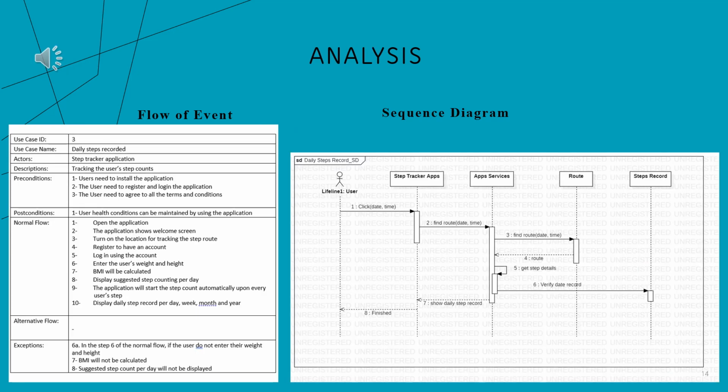In this slide, there is the flow of events and the sequence diagram for use case ID3, which is daily step recorded in the step tracker application. The user needs to click the date and time in the step tracker app to find the route to get the step details. The app services will verify the date record in the step record and show the detailed daily step record.